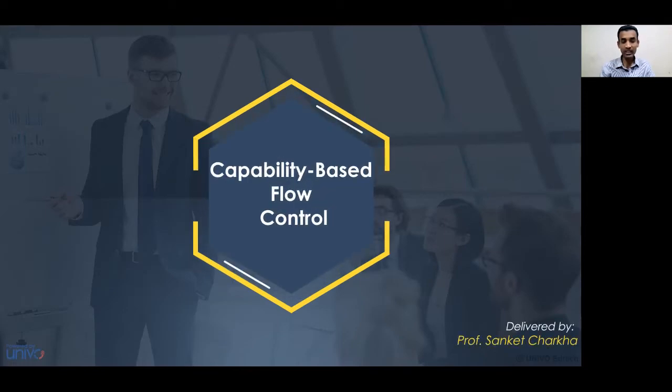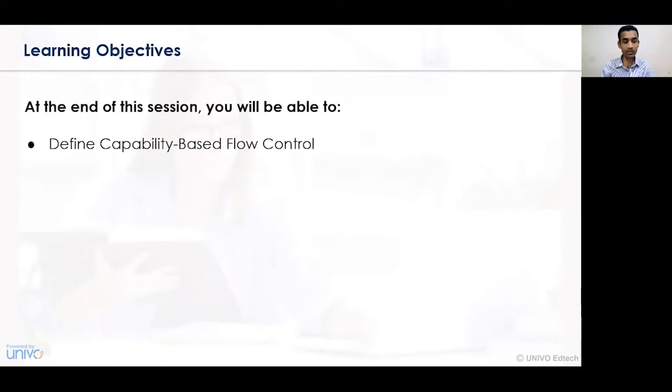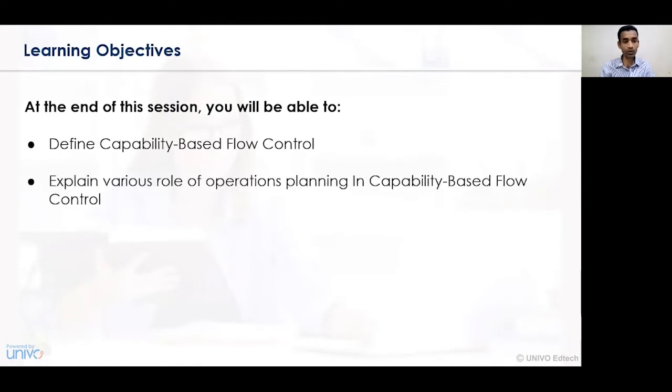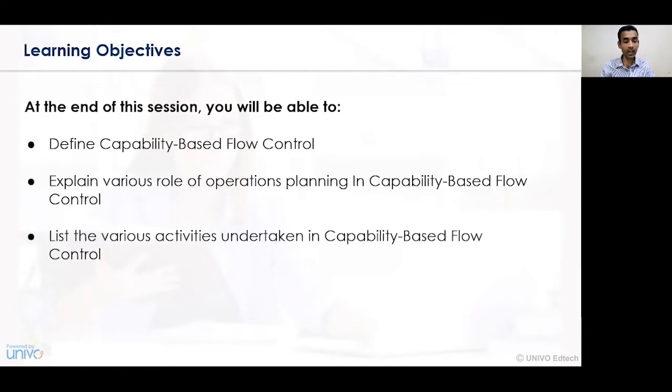Now let's begin with our learning. In this particular session, we'll be understanding and dealing with the concept of capability-based flow control. The learning objectives: at the end of this session, the learners will be able to understand what we mean by capability-based flow control, what the various roles of operations planning in capability-based flow control are, and list down the various activities undertaken in capability-based flow control.